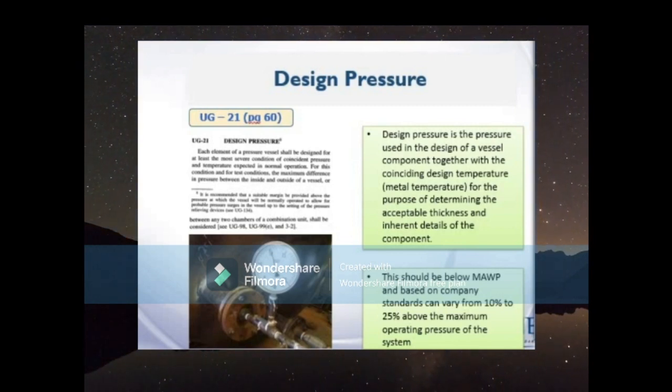Design pressure is the pressure used in the design of a vessel component together with the coinciding design temperature, metal temperature, for the purpose of determining the acceptable thickness and inherent details of the component. This should be below MAWP and based on company standards can vary from 10% to 25% above the maximum operating pressure of the system.